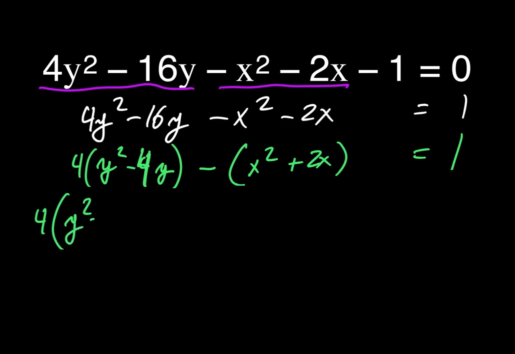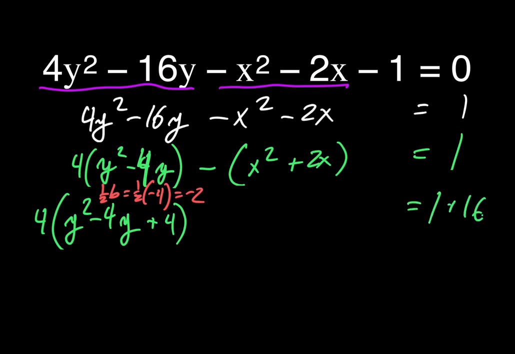Y squared minus 4y: half of b, which will be half of negative 4, which is negative 2, and then I square it, plus 4. On the right-hand side, I am not adding 4, I'm adding 16, because that 4 is inside the parentheses. So when it comes out of the parentheses, it's 4 times 4. That's the plus 16 to the other side.